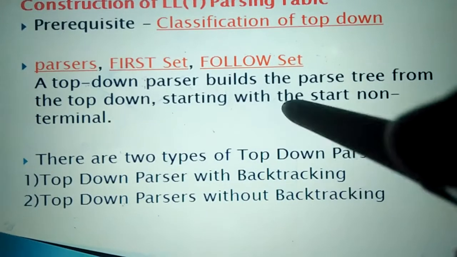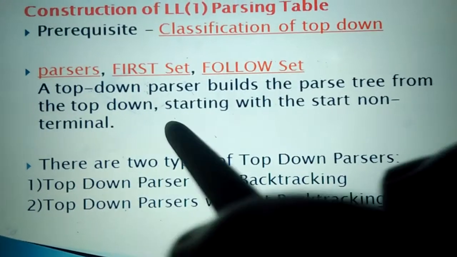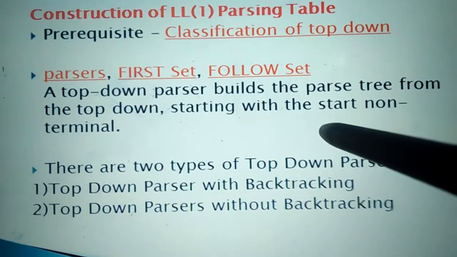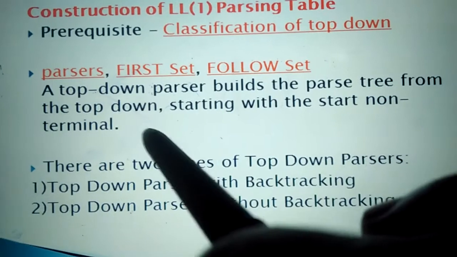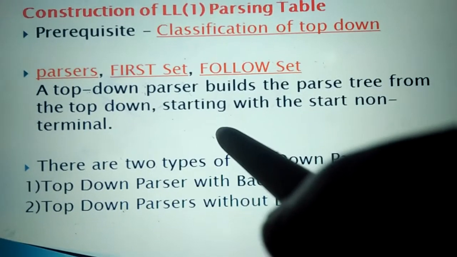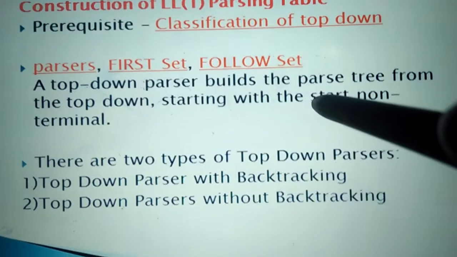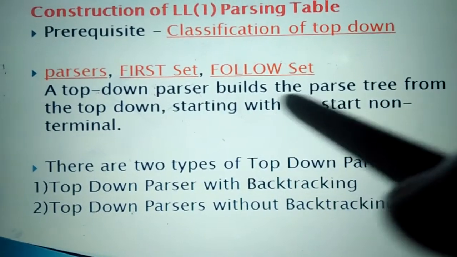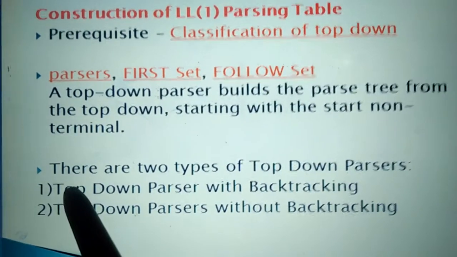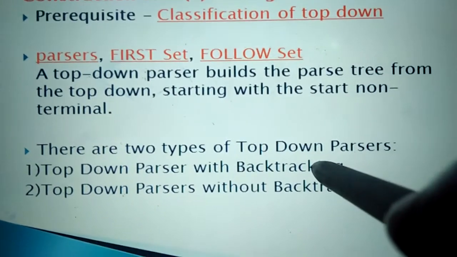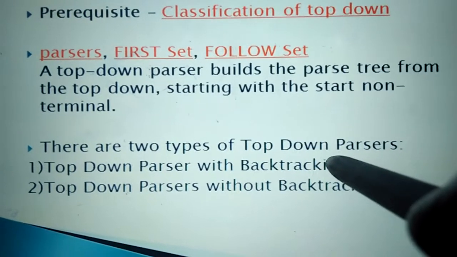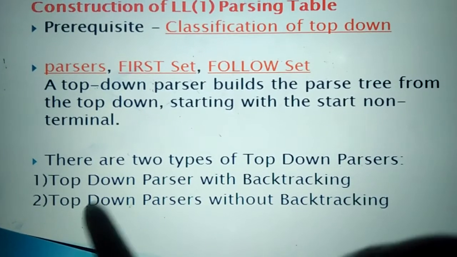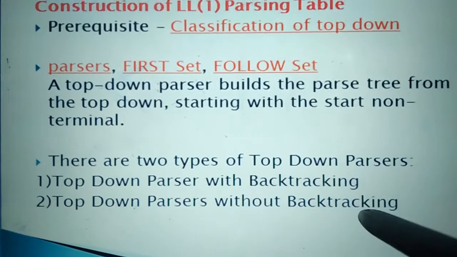A top-down parser builds the parse tree from the top down, starting with the start non-terminal, which is a symbol, that is, a variable. As I said, there are two types of top-down parsers, the top-down parser with backtracking and the top-down parser without backtracking.